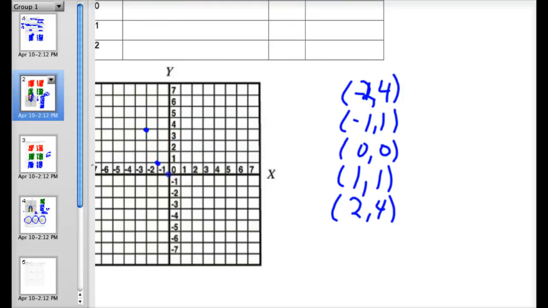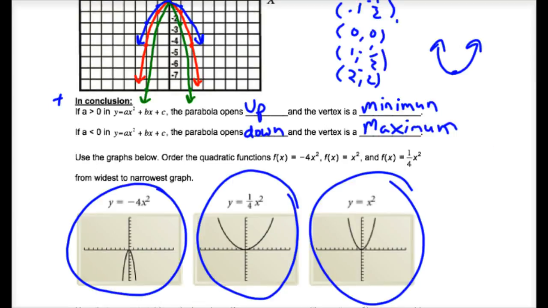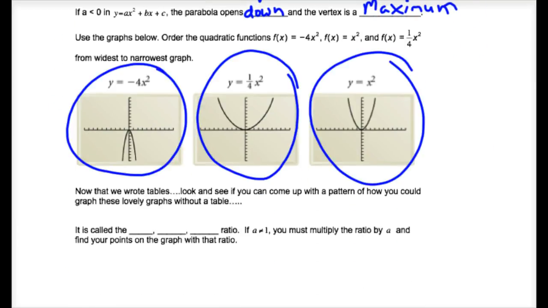All right? Go back to the page we were just previously on with all the in conclusion part. It is called the 1:3:5 ratio. And to graph these, that's all you need to know, the 1:3:5 ratio. If a does not equal 1, you must multiply your ratio by a and find your points in the graph using that ratio. And I'm going to show you guys how we organize our work and do this. Okay.